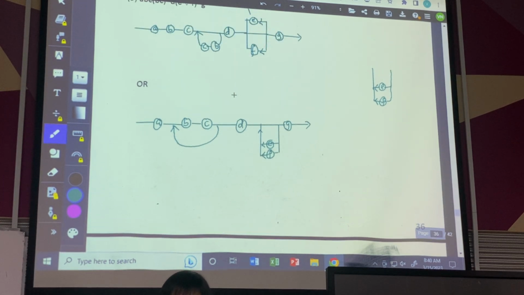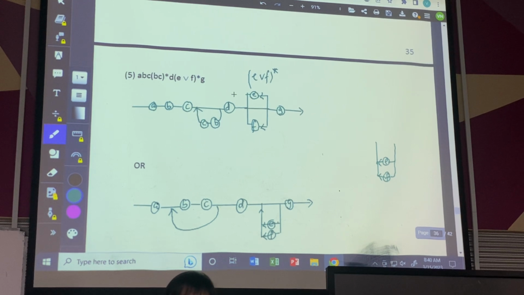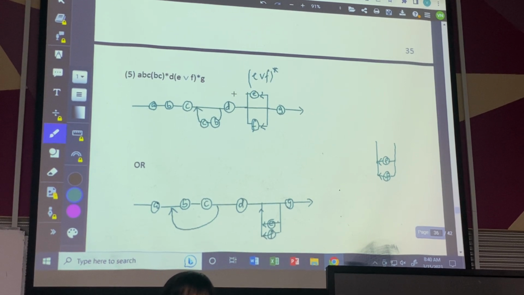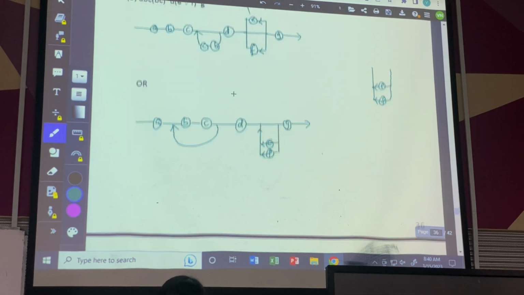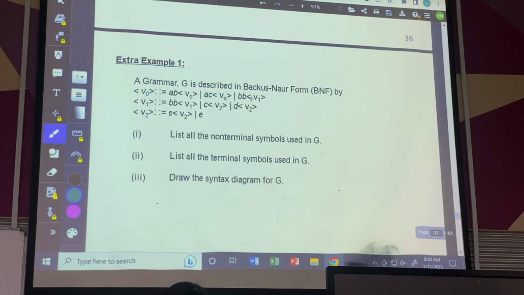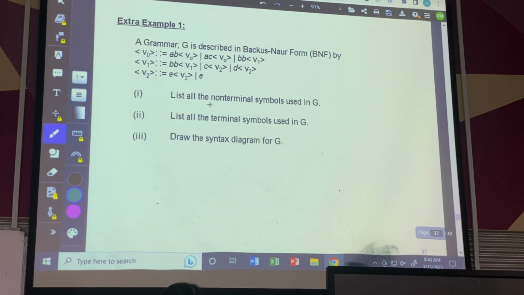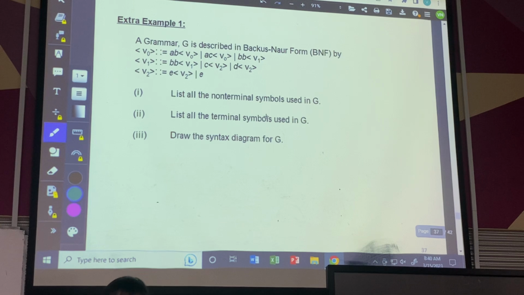Any question for the previous part of the notes? Do you have anything to ask? No? Okay, then I go to extra example first. Okay, this one given in the BNF form already. So they ask you to list the non-terminal symbol. Can you tell me which one is the non-terminal?